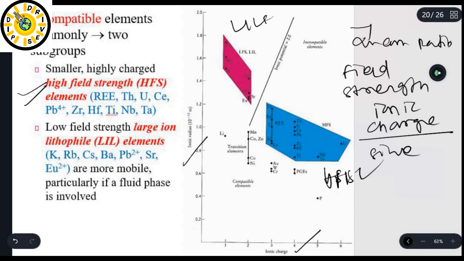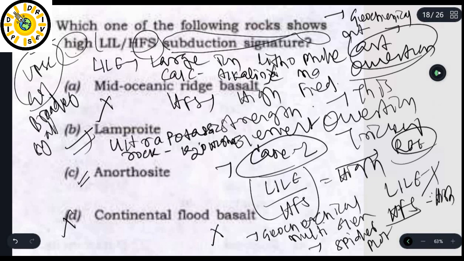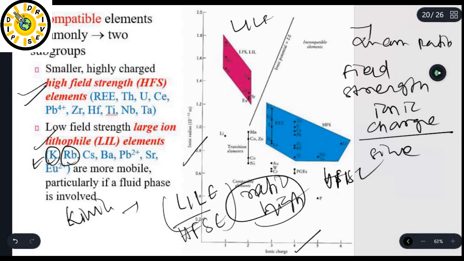See the different examples of elements. K will be there, Rb will be there. In the large ion lithophile elements, K is an example. Potassium is more mobile if the fluid phase is involved. So that means the LILE to HFSE ratio will be higher, right? That's why I will say lamproite will be the right answer. Why not anorthosite? Anorthosite is also not a characteristic of the subduction zone.